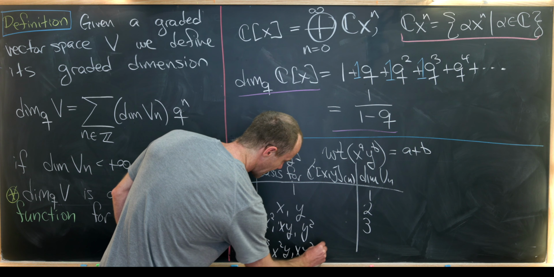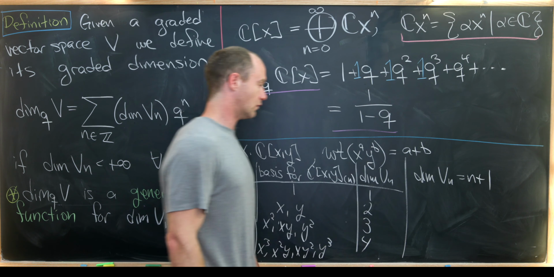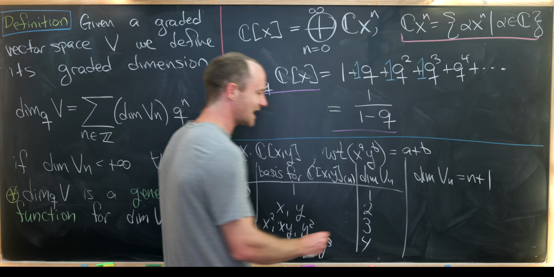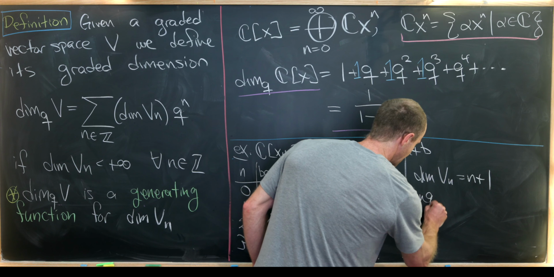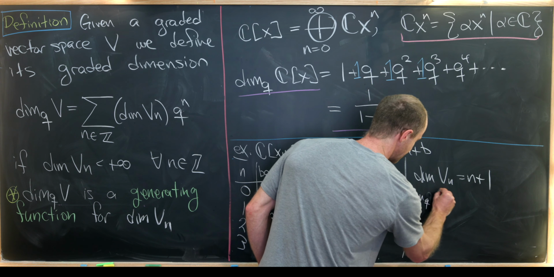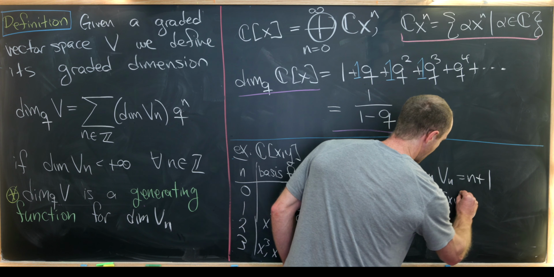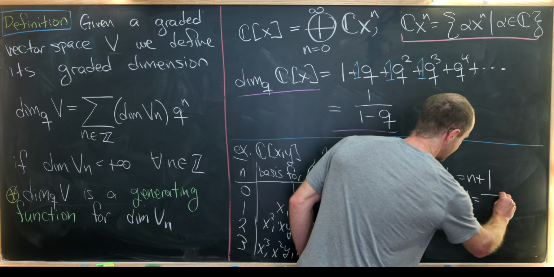So we could write that over here. The dimension of V sub n will be n plus 1. So that tells us that the graded dimension, or the q-dimension of C adjoin xy, will be the sum as n goes from 0 up to infinity of n plus 1 times q to the n.